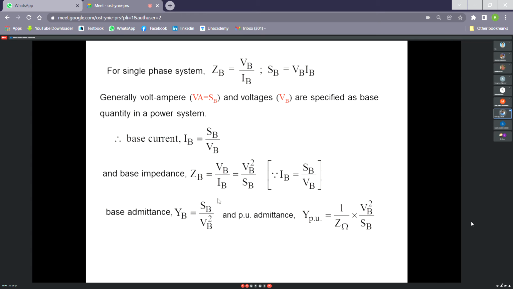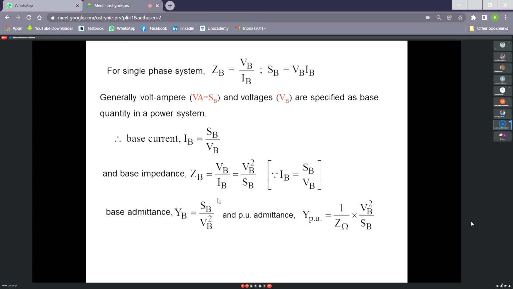So that means in the base value the j part is not there, always zero, right? Because there is no chance for j to come here, only the resistive part we take. Now in ZB, ZB does not mean it is a resistive part. After the calculation of VB by IB, we can get the complex part there also.